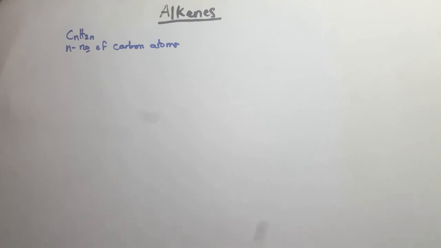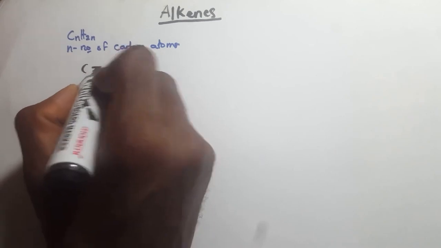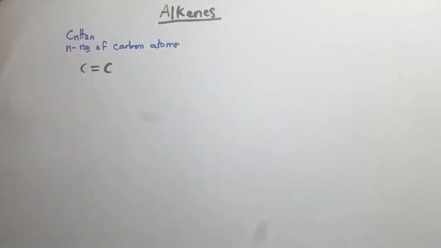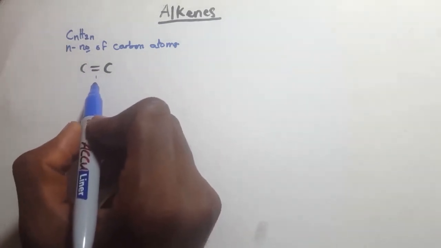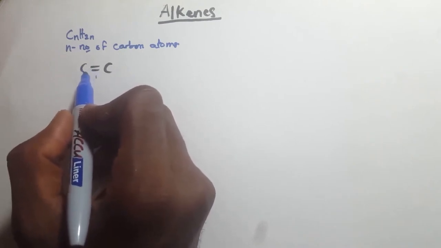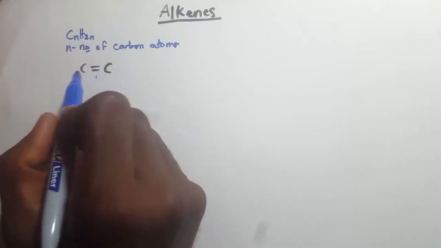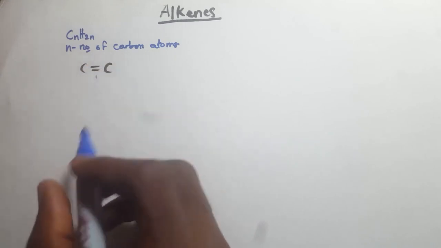Why? Let's look at the structure of an alkene. C double bond C. You realize that one carbon cannot just exist without the other. One carbon cannot exist without the other. So you always have the alkene starting with 2 carbon atoms. So methane does not exist. Now you might be wondering, what is methane?